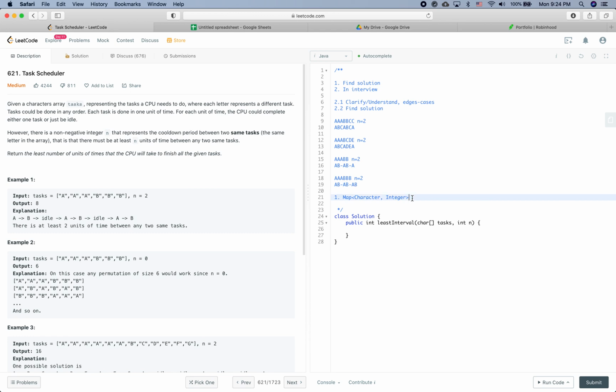I think it should still work, to my best understanding. So the algorithm works like this. First of all, we find the task that takes the most units of time. There could be more than one task that takes the most time. For example, the input case in line 18, 3A and 3B, there are two tasks that need 3 units of time to finish.